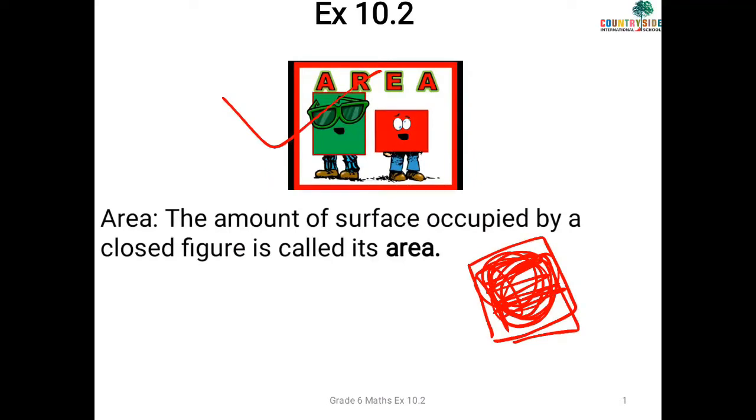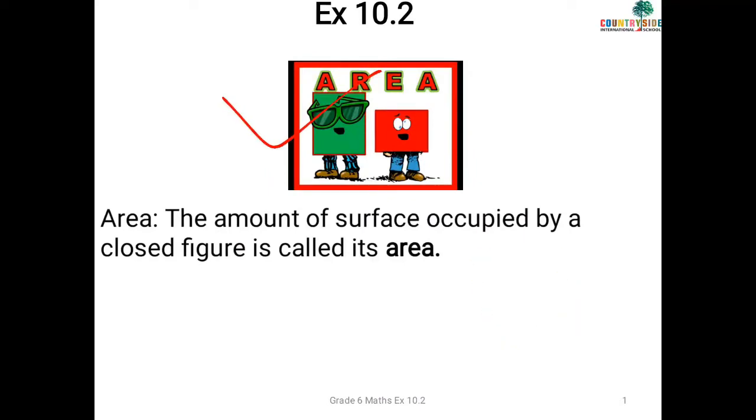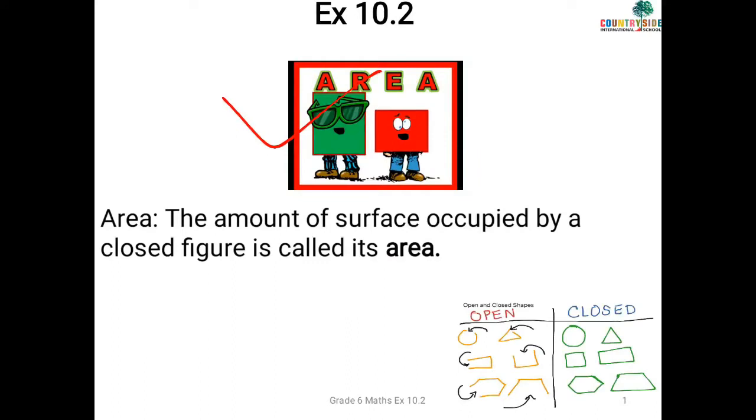Now you might be wondering what is this closed figure? See student, if I zoom, you can see this is slightly open, this is also open, but the green ones are all closed. So you can clearly understand what is open and what is closed. Done. So this is the basic definition. I want everyone to note it down in their book. Now always remember the unit is centimeter square, meter square, etc.